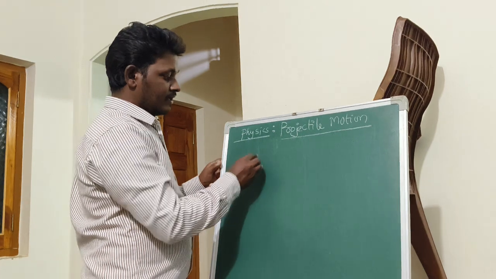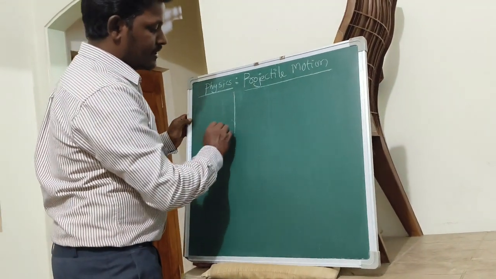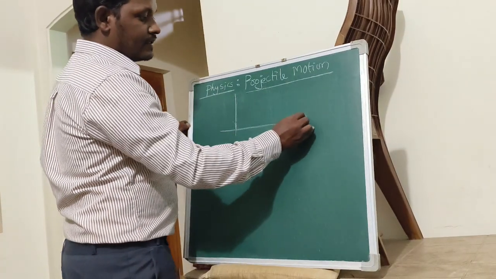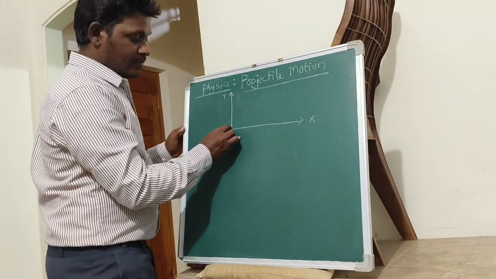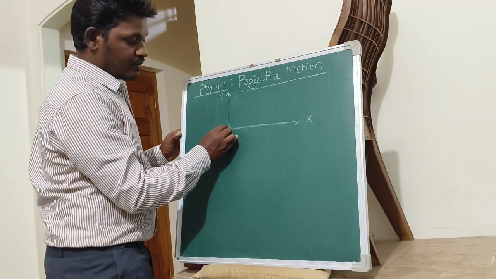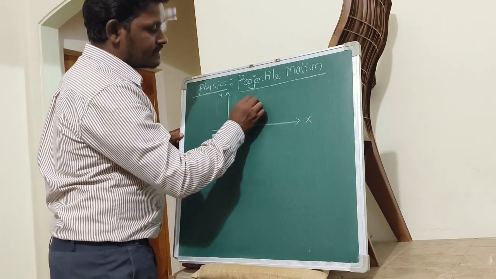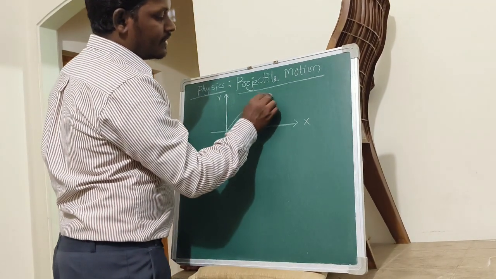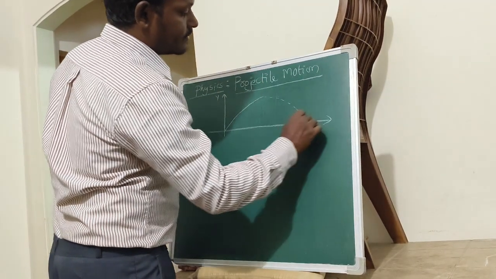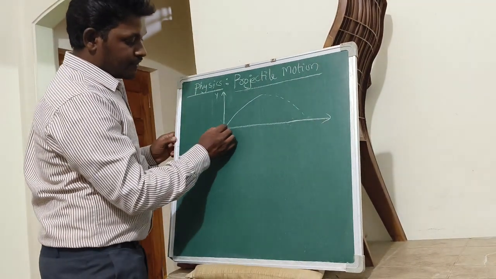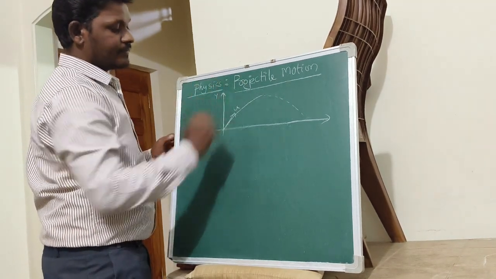Let me take what is projectile motion. If we take it two-dimensionally, say this is x and this is y. A projectile body, say a stone, is thrown with velocity u. It moves like this and reaches some height, and again it starts coming downward, right? So initially I have thrown this body with velocity u.